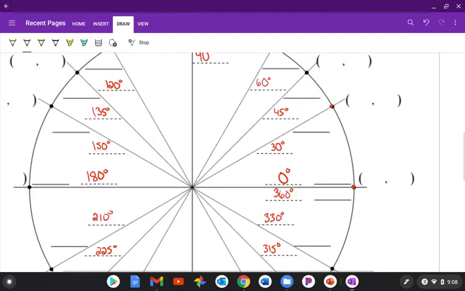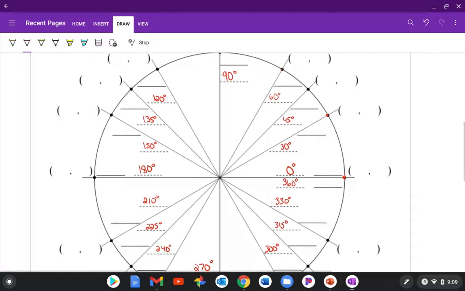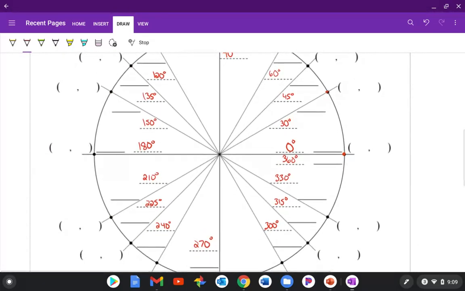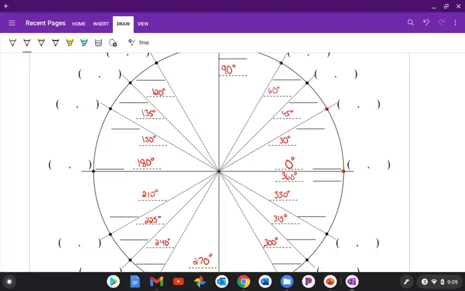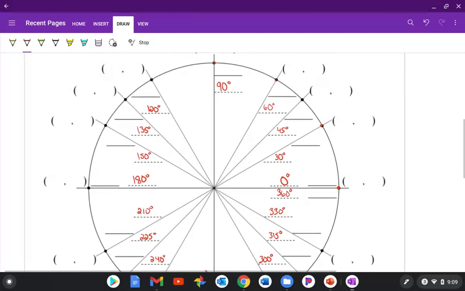So all the middle ones are adding 45 to go all the way around, and then the other ones are adding 30, 30, 30. So you can start to see the pattern there. And you could see how you could start to complete this on your own once you identify the patterns. So that's all the degrees.